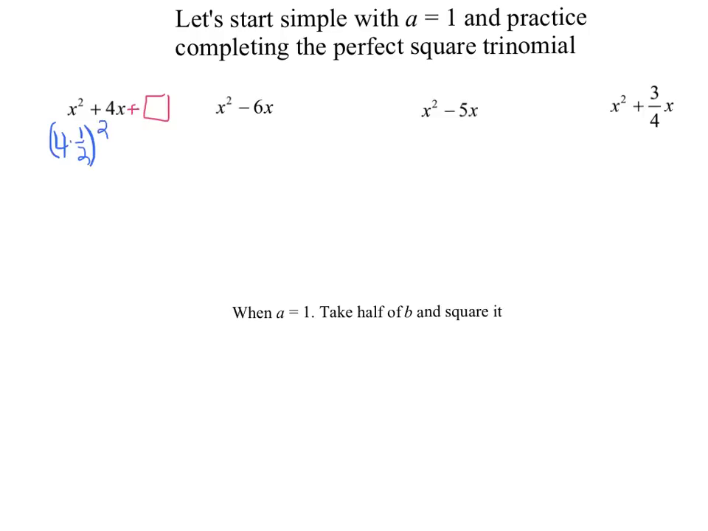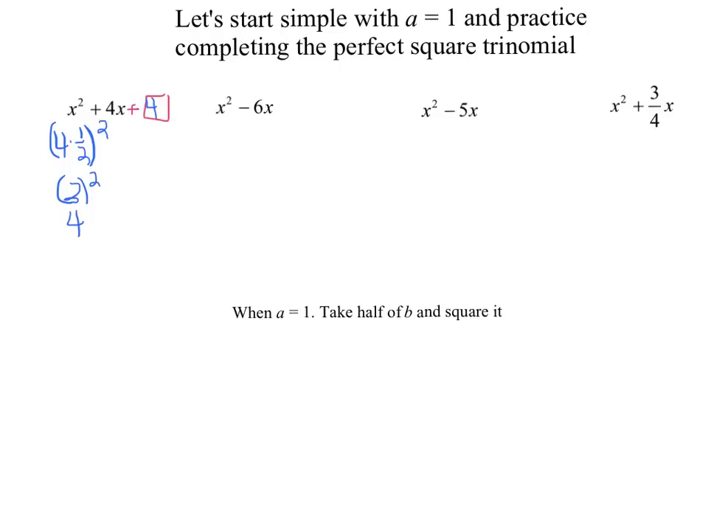You want to actually multiply by a half, because as you'll see, when we get to odd integers or fractions, it's a little bit easier to deal with when we are multiplying by half as opposed to dividing by 2. 4 times a half is 2, and 2 squared is 4. And so the value that completes the perfect square trinomial here would be 4.